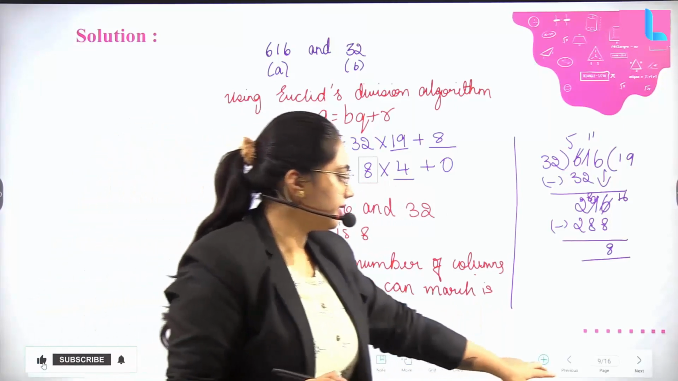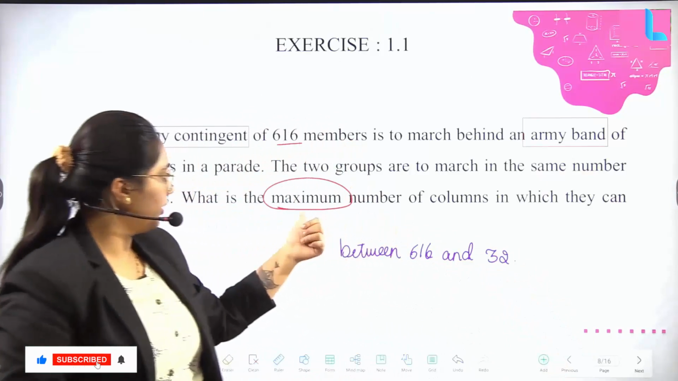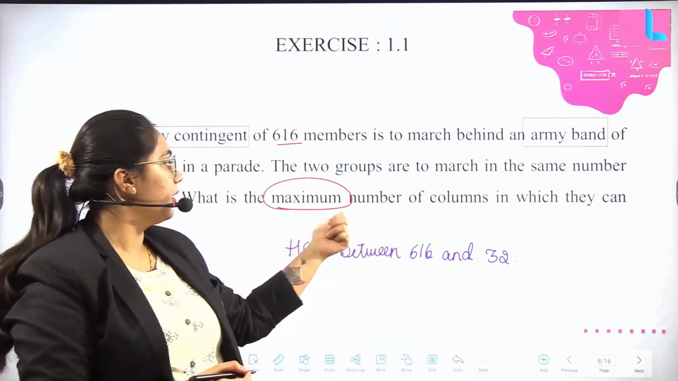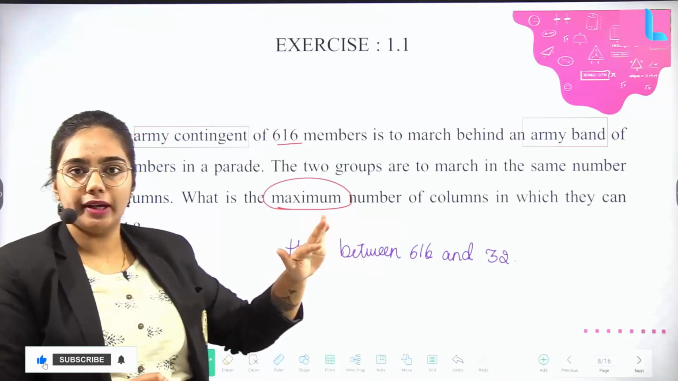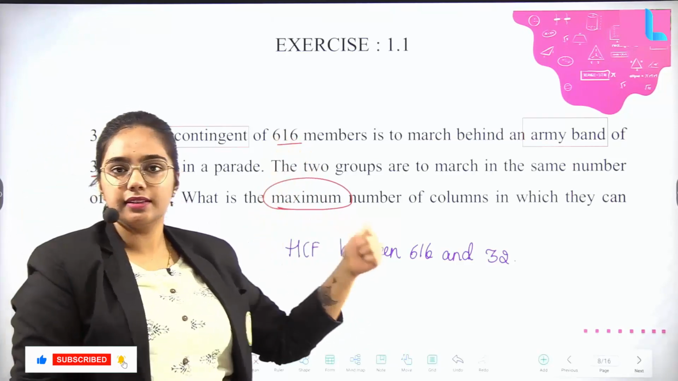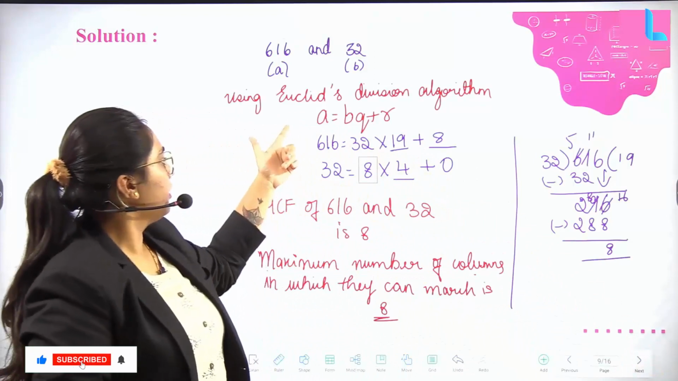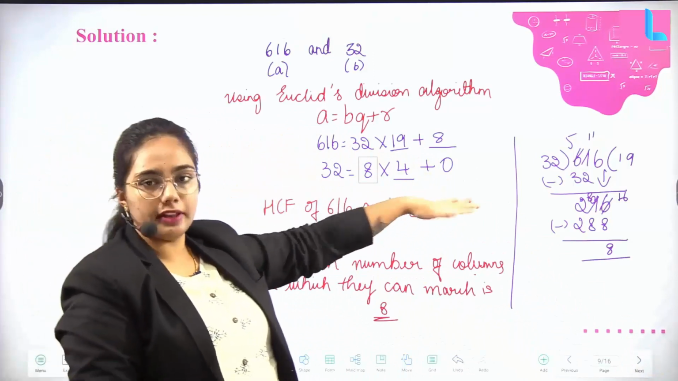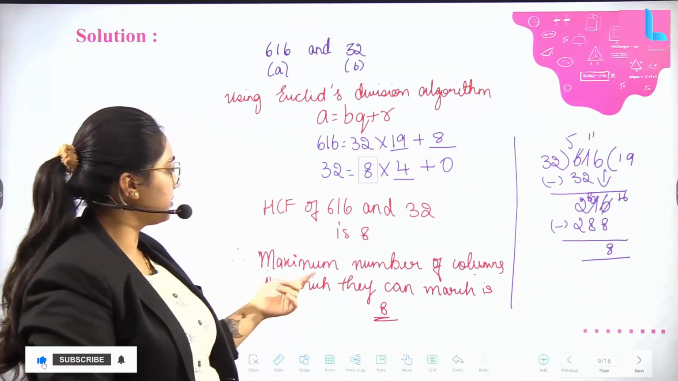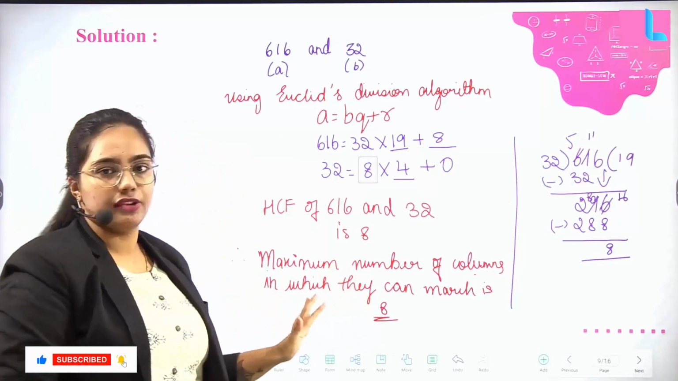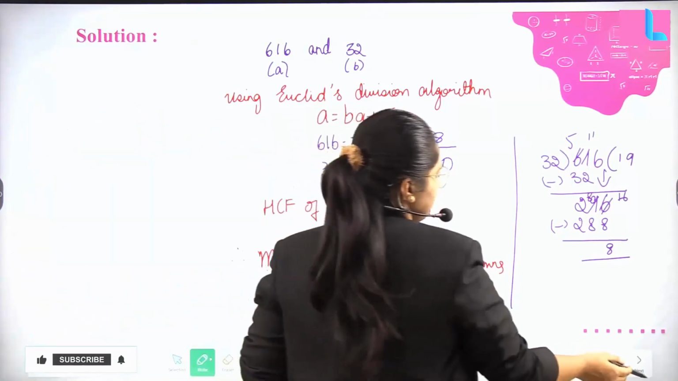You need not freak out that it is a statement problem. Only when you see the word maximum, you can tell that all you have to find is the HCF between 616 and 32. So use Euclid's division algorithm, and you shouldn't stop until you get 0, and then write a statement that the maximum number of columns in which they can march is 8. Okay, next question.